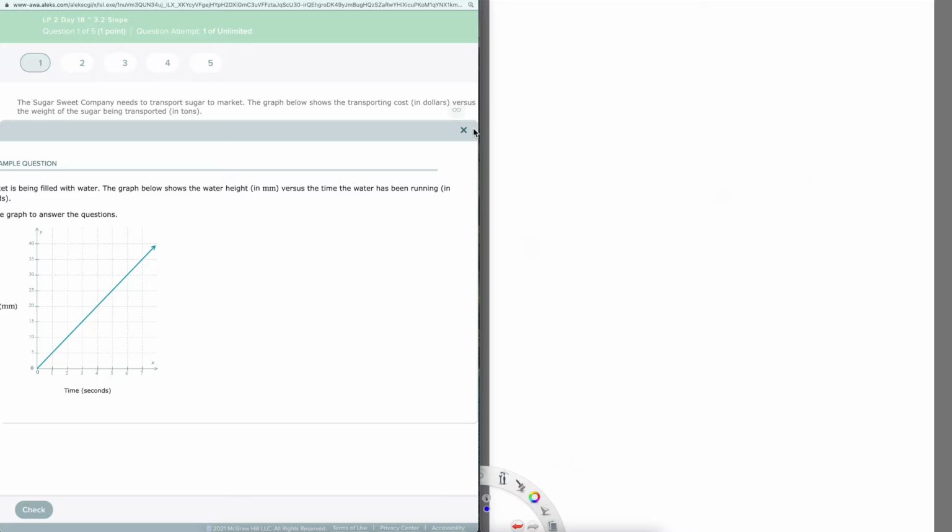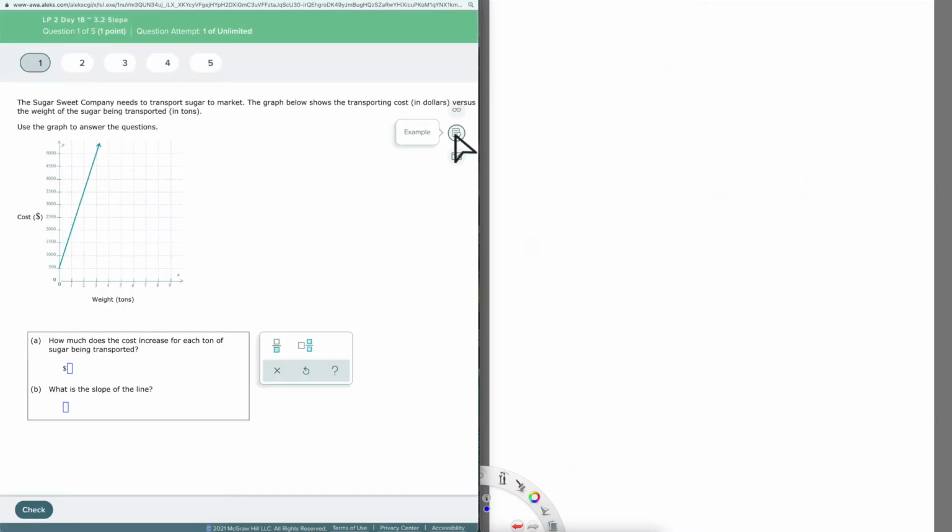You can click example again to get another example. And then you can also message your teacher straight from the screen. It will attach the question to your message, which makes it really convenient for us to answer or figure out where you need help. All right, so let's go ahead and read this.